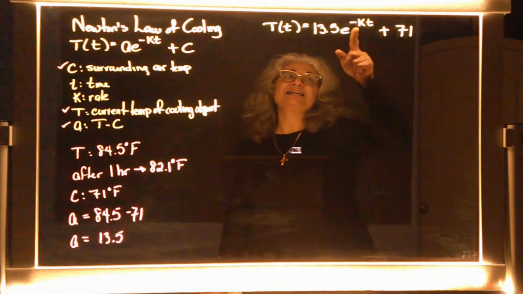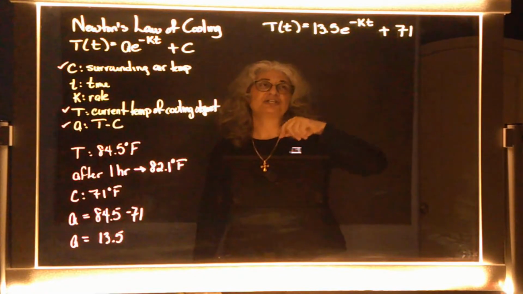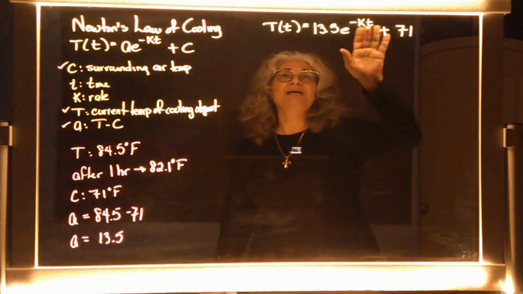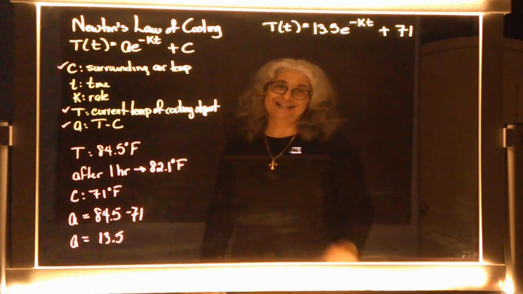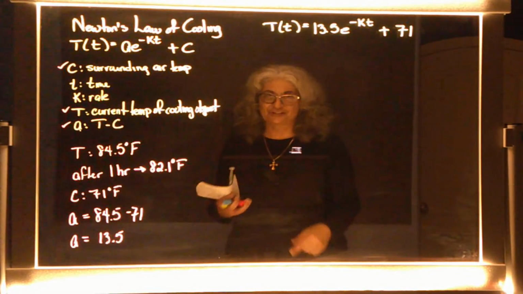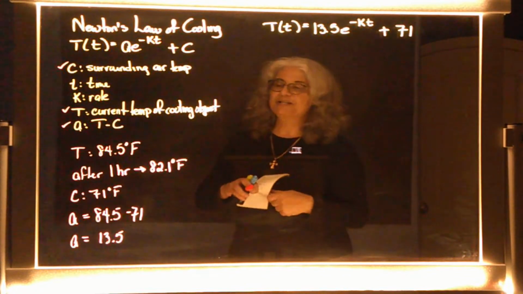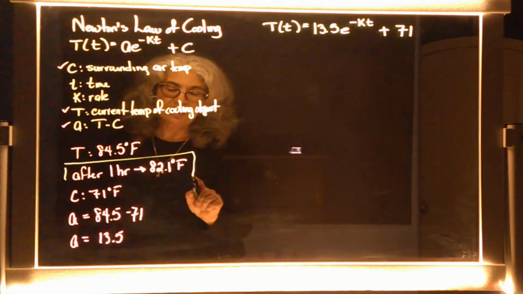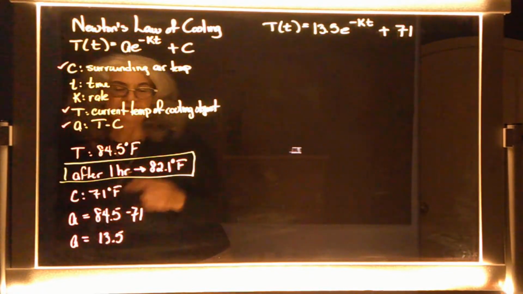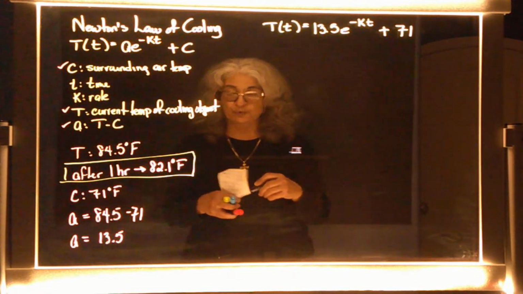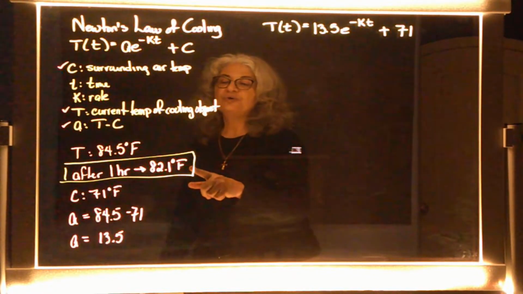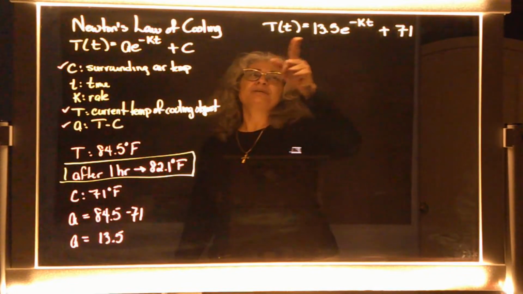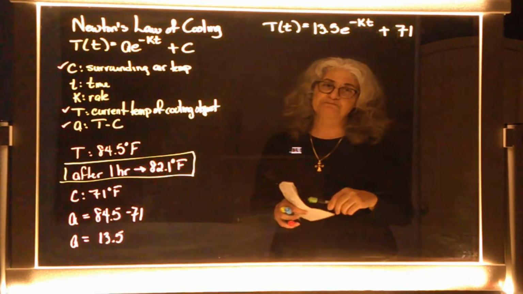If I'm trying to find K, here's the question. Do I know a time and the temperature at that time? I do. This piece of information that I wrote down but did not use yet said after 1 hour, the temperature of the body was 82.1 degrees. Since I know that, couldn't I plug it in here to find K?